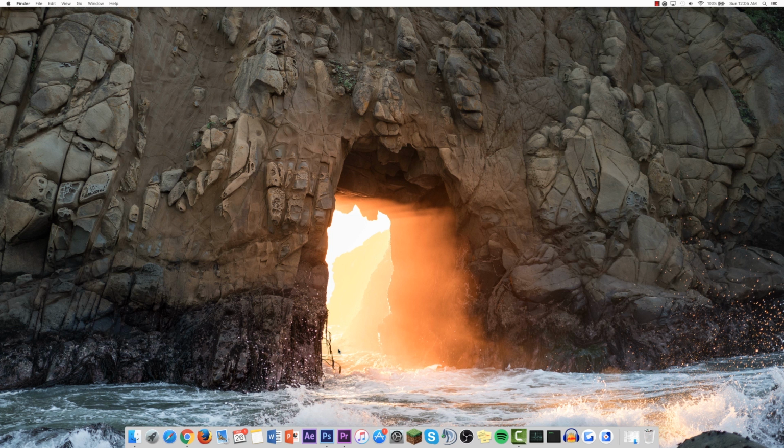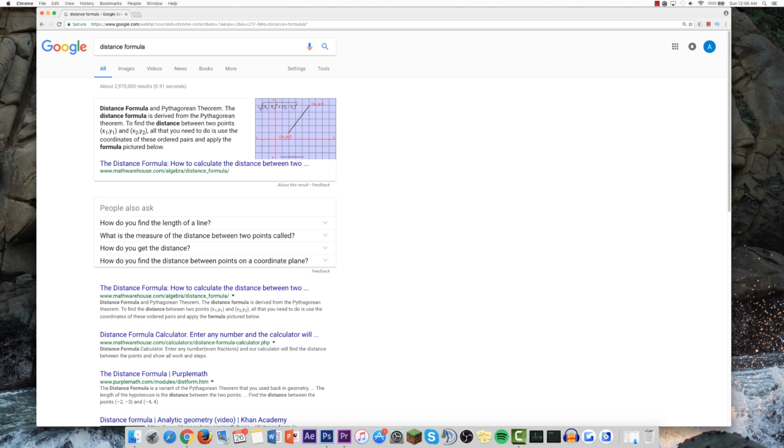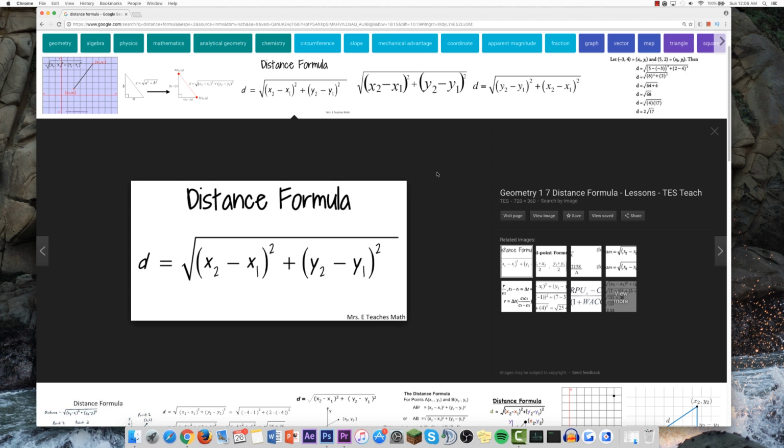The reason that we needed a coordinate plane was because the formula that we're going to use now is dependent on having specific points on the coordinate plane. So this formula is called the distance formula. It's actually derived from the Pythagorean theorem. And so this is the formula that we're going to be using. The x's and the y's that this formula relies on are basically the coordinates on the plane.